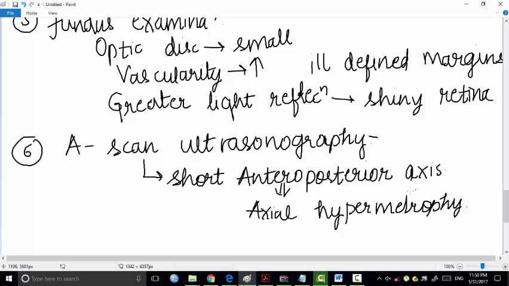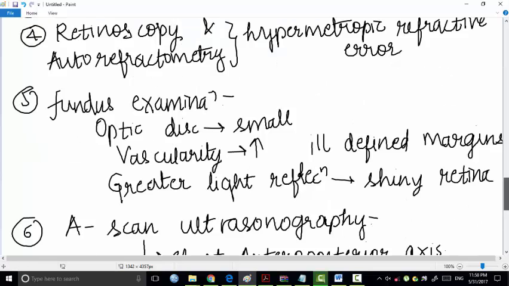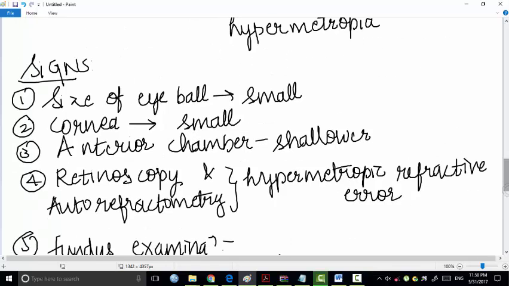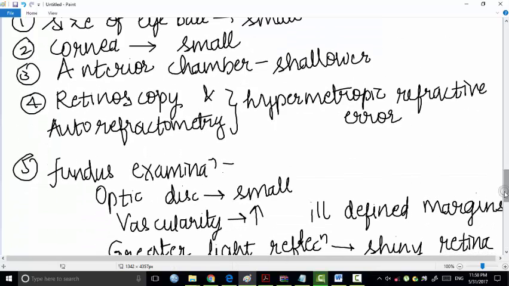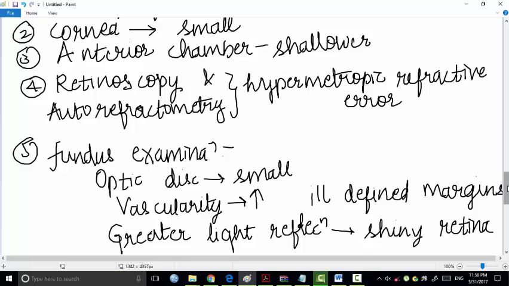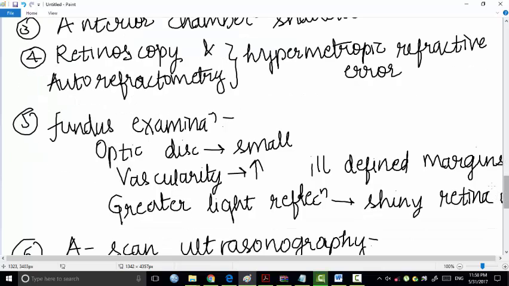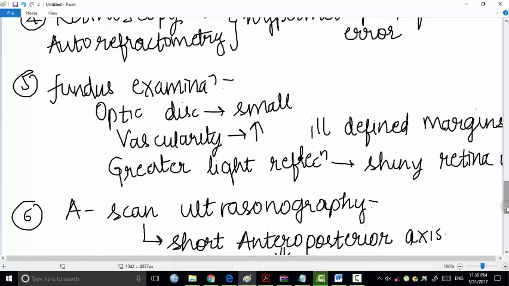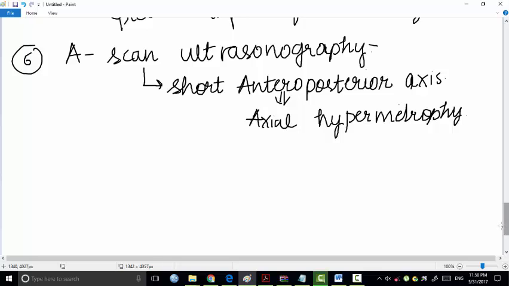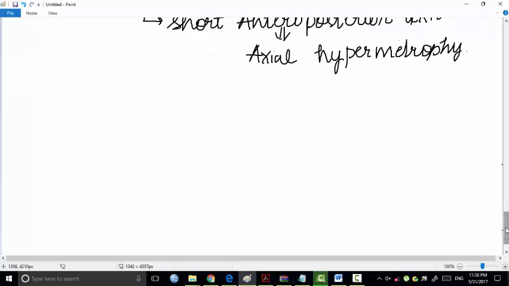So these are the different signs of hypermetropia, where the size of the eyeball is small, cornea is small, anterior chamber becomes shallower, and there is retinoscopy and autorefractometry. These are the different instruments in which you can see the refractive error clearly. On fundus examination you see optic disc is small and increased vascularity, and you can do A-scan ultrasonography. There you see short anteroposterior axis.